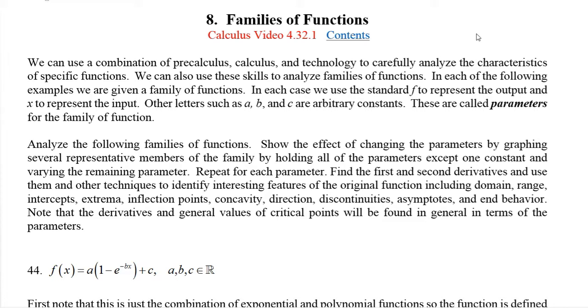In this video we're going to look at this one right here. F of x equals a, parentheses, 1 minus e to the negative bx, close parentheses, plus c, where a, b, and c are real numbers. But a, b, and c are constants again. Let me emphasize that. So once again, x is the input variable here, f of x is the output variable, x and y, or x and f, but the a, b, and c are constants.